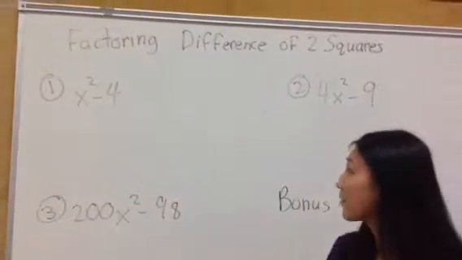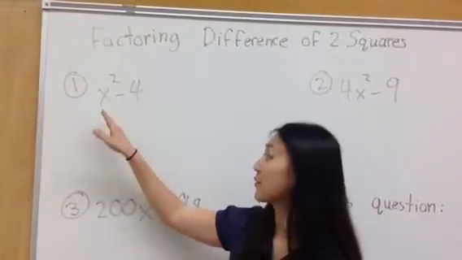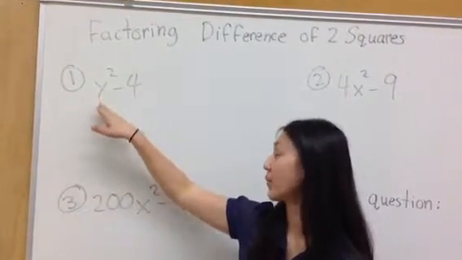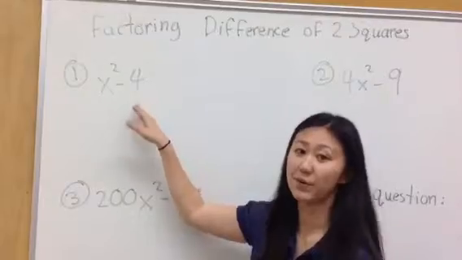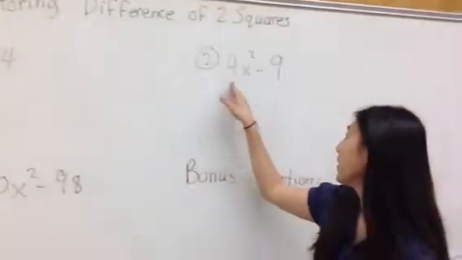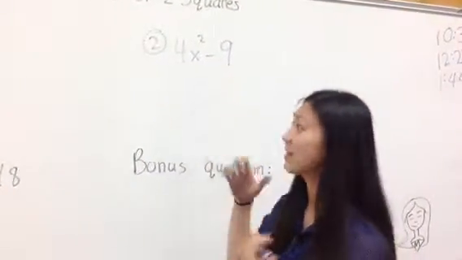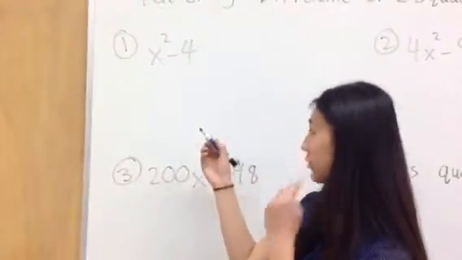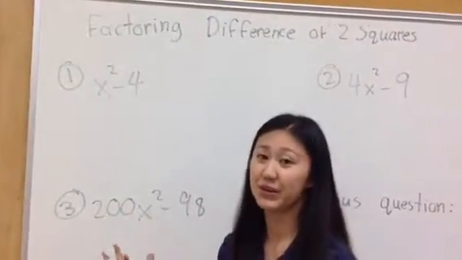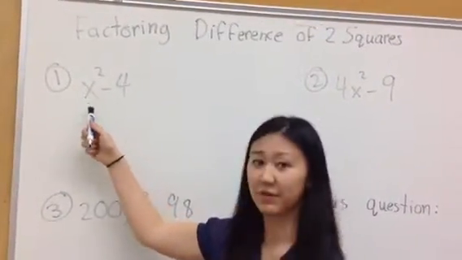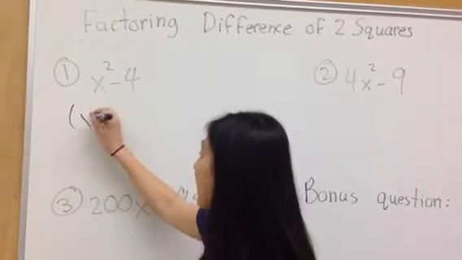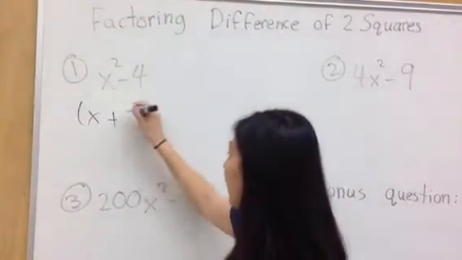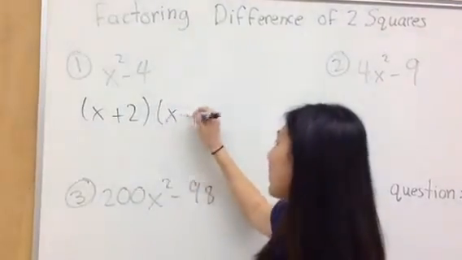Two squares means you can take the square root of both of the terms that we're working with. You can take the square root of x squared, and you can take the square root of 4. You can take the square root of 4, and you can take the square root of 9. That's what the name means. So when we factor the difference of two squares, we're really going to take the square roots. We take the square root of the first one, which is x, and the square root of the second one, which is 2. So we're going to have one that's plus and one that's minus.